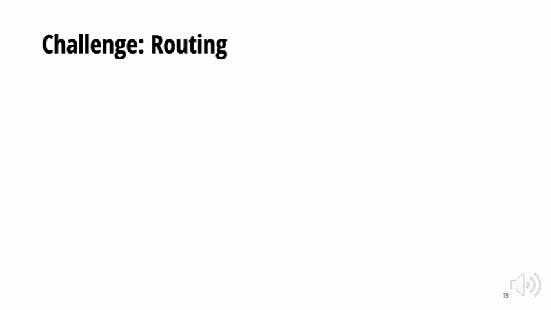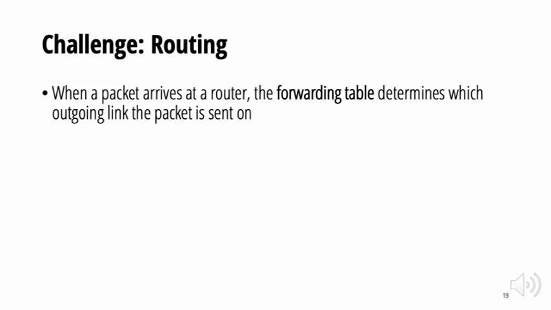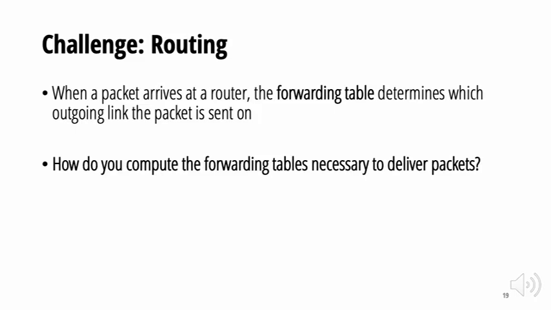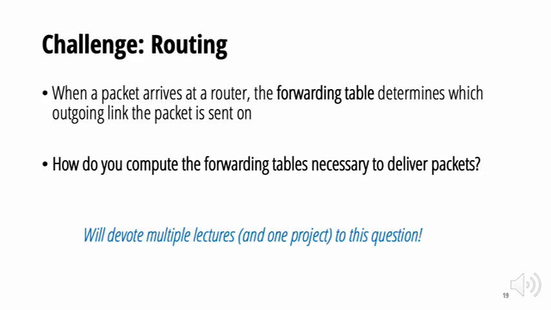The other challenge that came up was this question of the forwarding table and routing. So in general, when a packet arrives at a router, the forwarding table is going to tell you which outgoing link that packet is going to be sent out on. Getting to that forwarding table is the problem of a routing problem. Like, how do you compute that forwarding table that's necessary to deliver packets? This topic of how do you do routing, we're going to spend many, many lectures on this. Okay, at least 3 or 4 for basic routing. You're going to do a project on it. And then we're going to do interdomain or more complicated routing later.